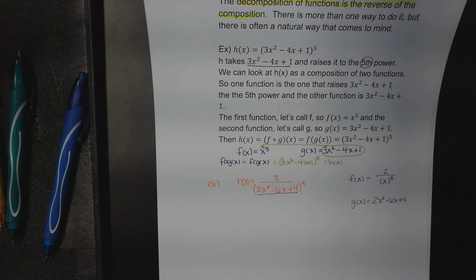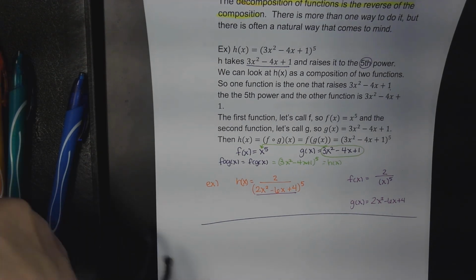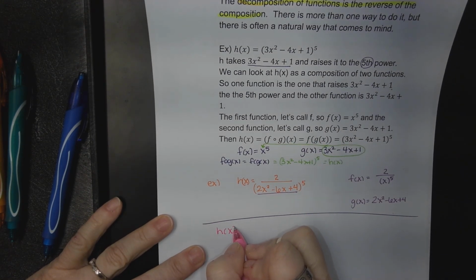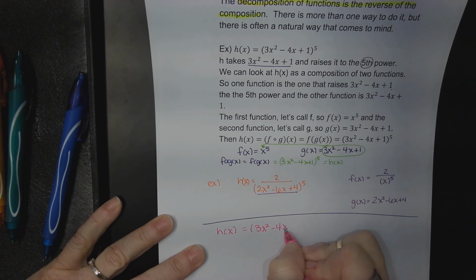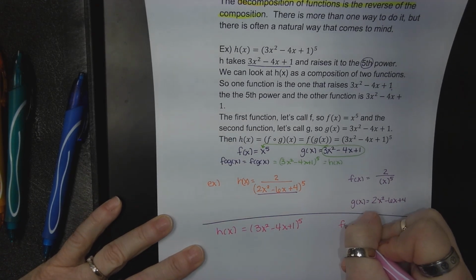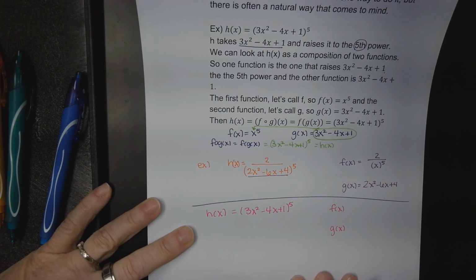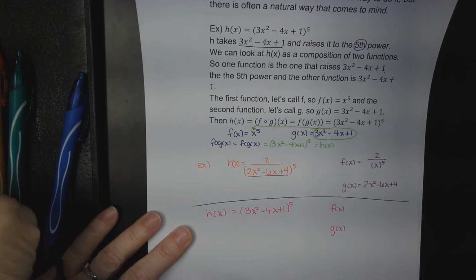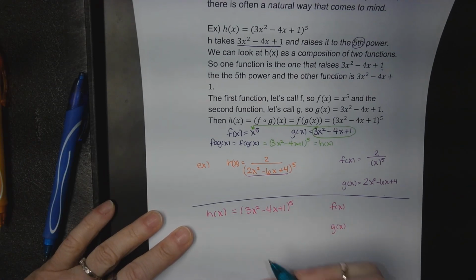And that's kind of what we did up here. Let's go back and look at this up here. Yeah, pink's good. So up here we had our h of x that equaled 3x squared minus 4x plus 1 to the 5th. So we are looking for our f of x and our g of x. So we're going to look at this function and say, well, obviously, not obviously. I hate it when my teachers say that. It is not obvious when you don't know it.